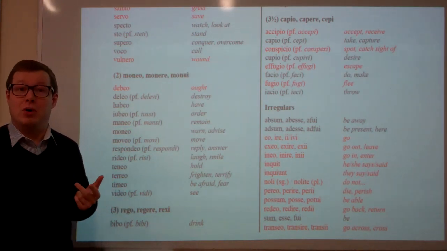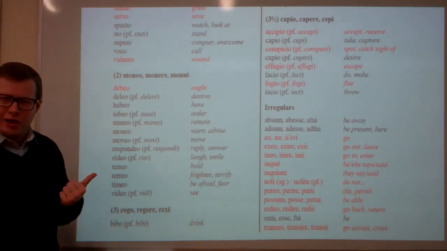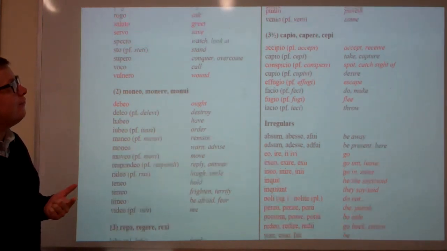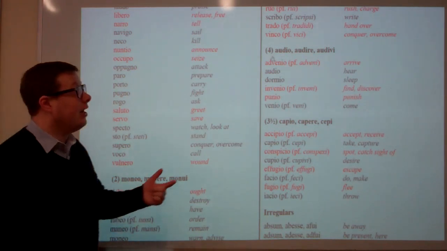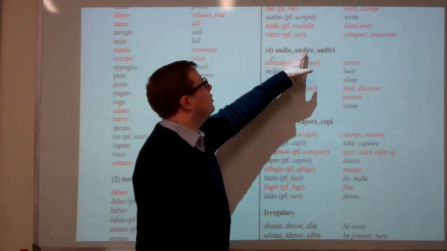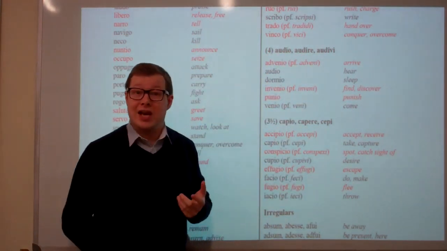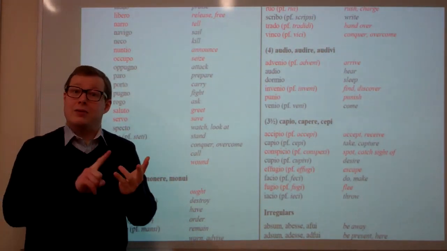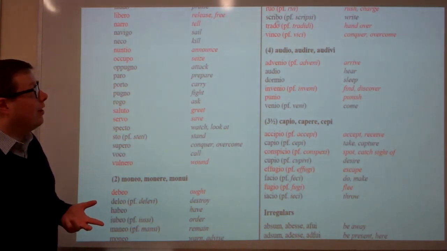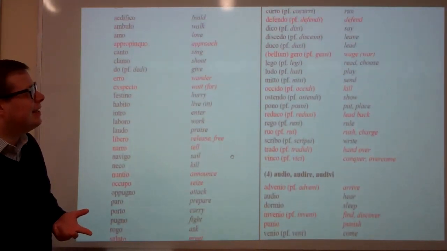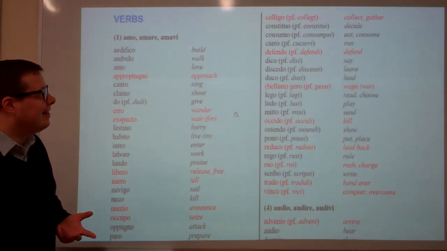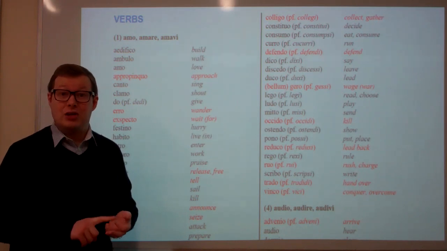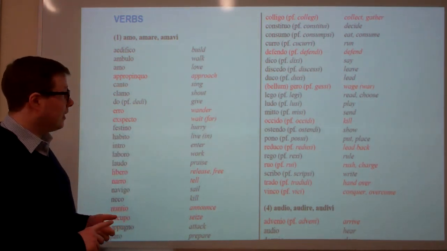Moneo, mones, monet. So the first conjugation has A stems, the second has E stems, and then the fourth conjugation has I stems. Audio, audire, audio, audis, audit. A, E, and I. Now the third conjugation, meanwhile, doesn't have any particular kind of stem. They're basically all the freakier verbs that don't fit into the first, second, and fourth conjugations.